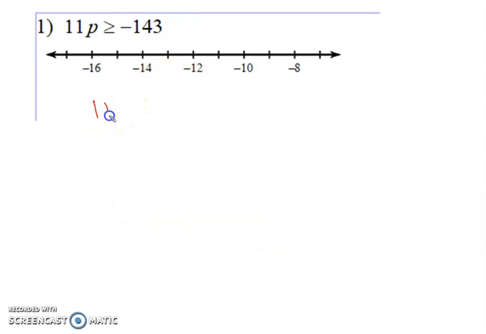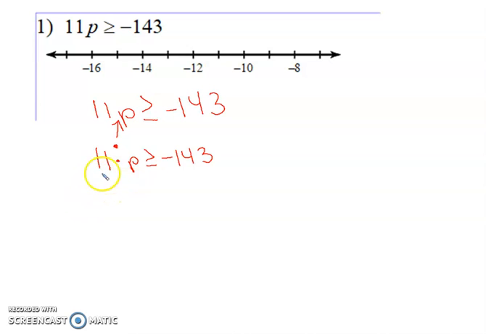Number 1 on here says 11p is greater than or equal to negative 143. So yesterday when we were doing adding and subtracting, the first thing we asked ourselves was, what would I do if this was an equals? I know it's not an equals, but what would I do if it was? This means multiply 11 times p. So what's the inverse of multiply? Division. Divide by 11, divide by 11.